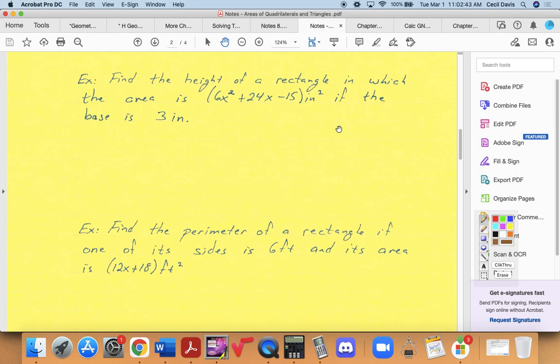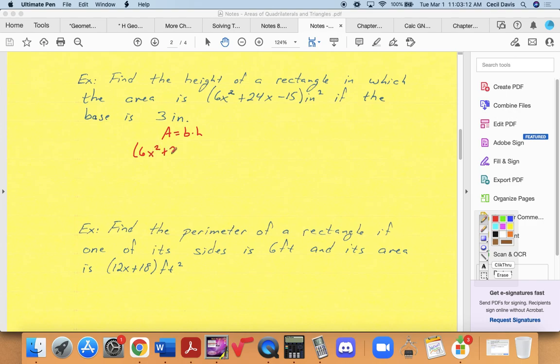So, find the height of a rectangle in which the area is given by the expression 6x squared plus 24x minus 15 square inches if the base is 3 inches. So we're going to use some algebra in this, something we didn't do in 7th grade. So again, start with writing the formula. The area is base times the height. Fill in what you know. The area, 6x squared plus 24x minus 15 square inches, is equal to the base, which is 3 inches, times the height.